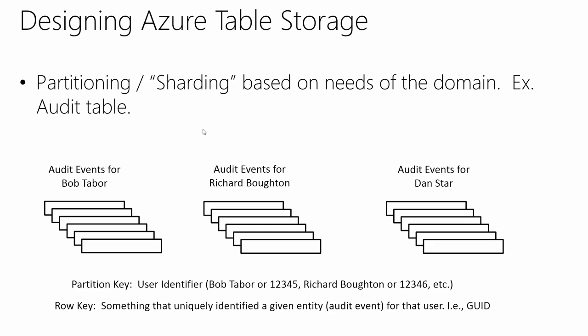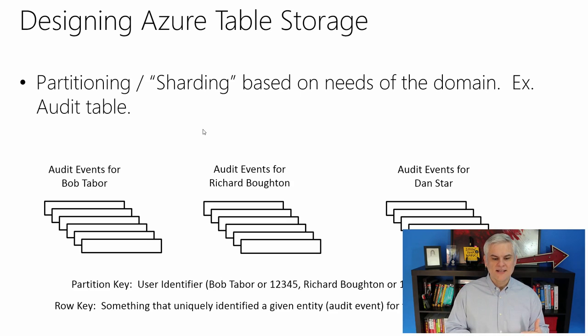And so a row key is something that uniquely identifies a given entity. It could be, for example, an audit event. So if there were 100 actions taken by Bob Tabor in the software system, we would see 100 entities inside of the table, each one with the same partition key of Bob Tabor or user ID 12345, but they would each have a different row key. Okay.